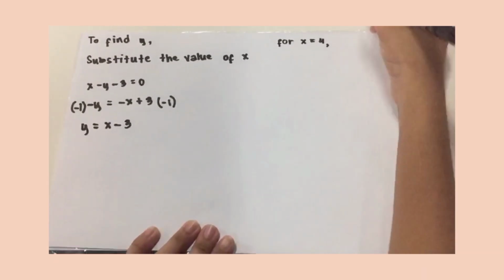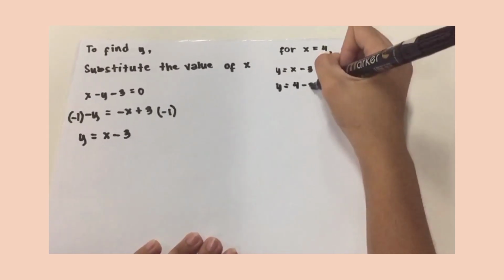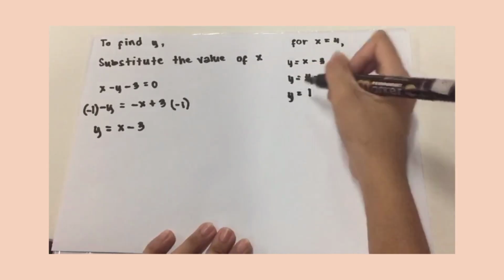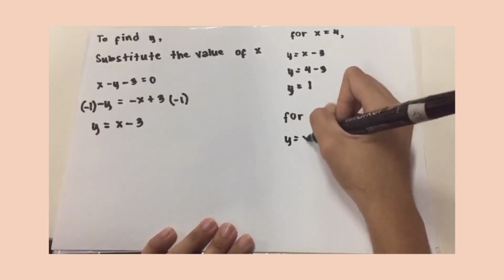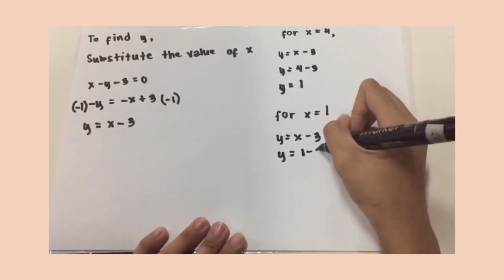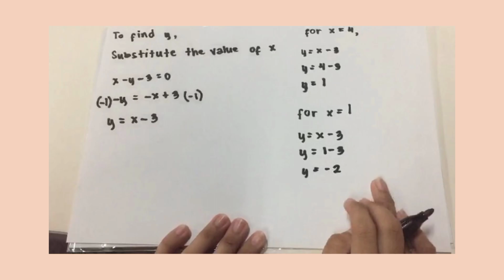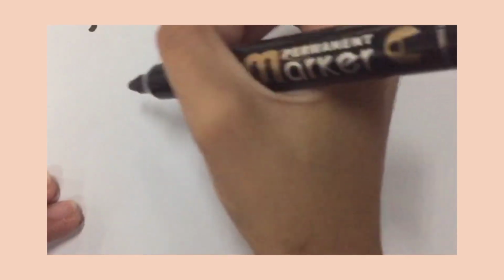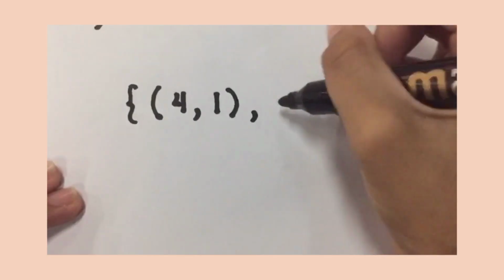We now need to substitute the values of x to get the values of y using the previous equation y is equal to x minus 3. For x is equal to 4, we have y is equal to 1. And for x is equal to 1, we have y is equal to negative 2. Thus, we now have our solution set (4, 1) and (1, negative 2).